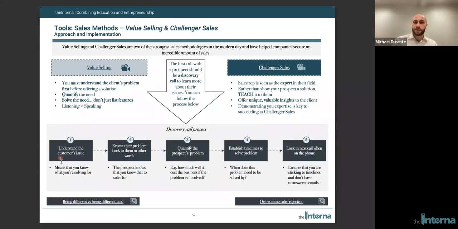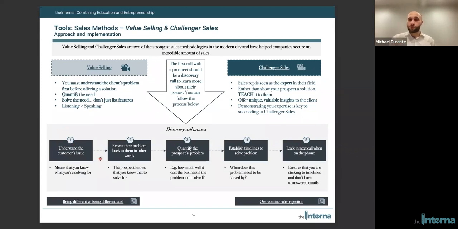So the first thing that we want to do during that call is start to understand the customer's issues. What are they facing? What are the challenges that they're going through? What are their worries? What are their fears? And what does good look like to them? What would it be like if they were able to solve this problem? What you're trying to do is really listen out for what that problem is.